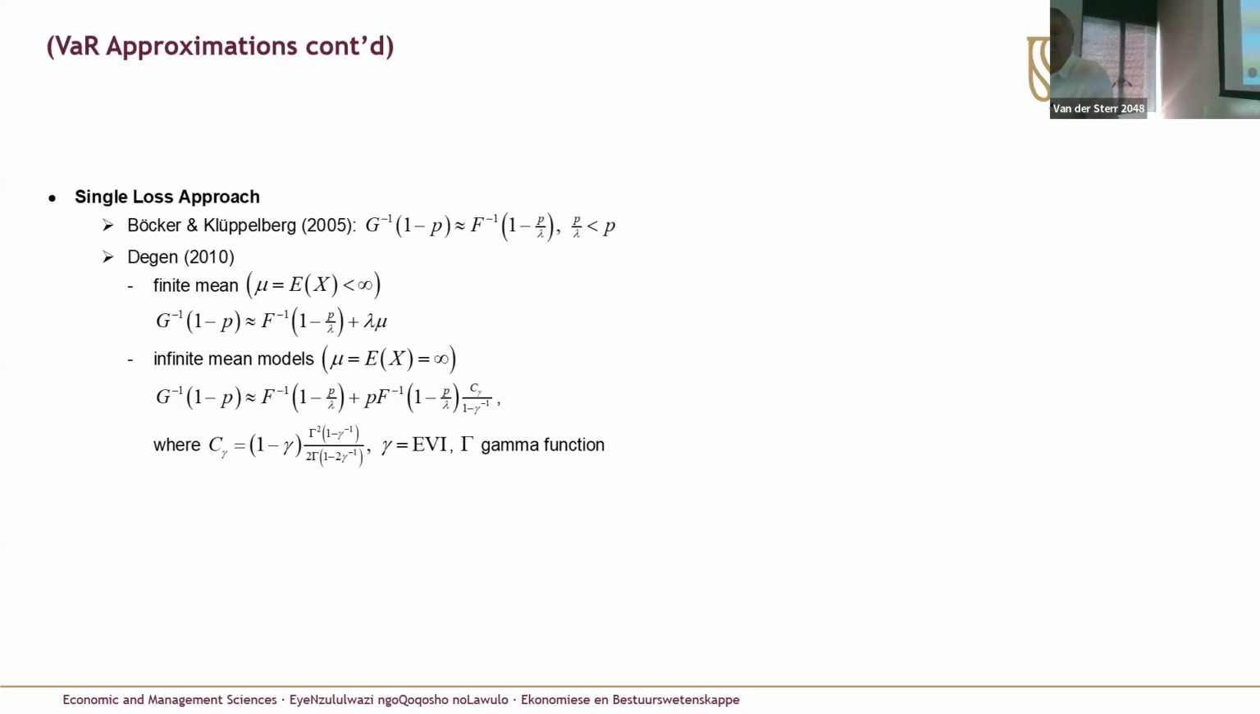Then this was extended to a second order by Degen. And depending on whether the mean of the underlying distribution is finite or not, you just add lambda times mu, or you add a more complicated constant. But the main point is still getting that quantile. The others are just terms that you can estimate from the data.